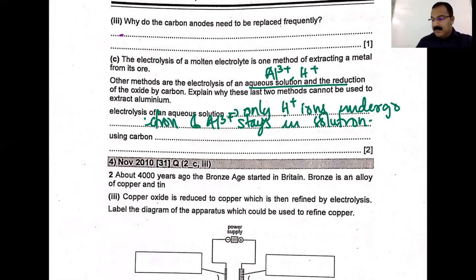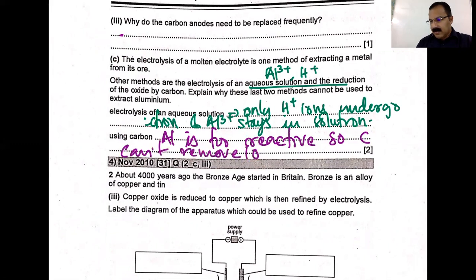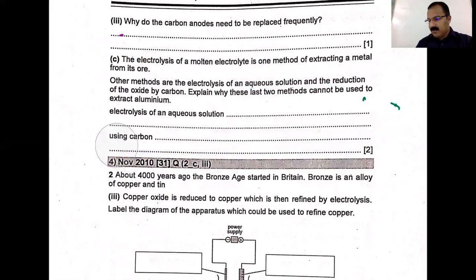Why can't we reduce using carbon? So you say aluminum is too reactive, highly reactive. So carbon can't remove oxygen from Al2O3. Being too reactive, aluminum means carbon cannot gain oxygen from aluminum oxide. These two answers will give you full marks.